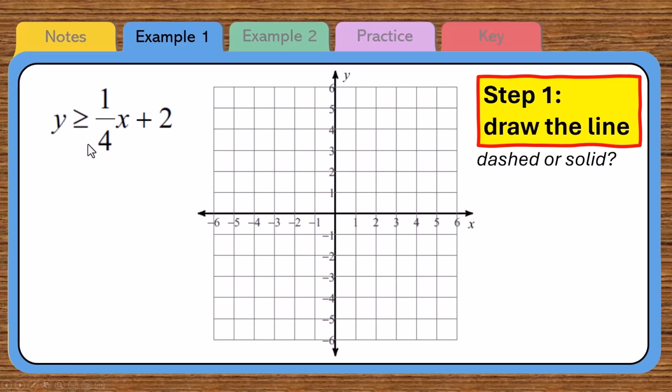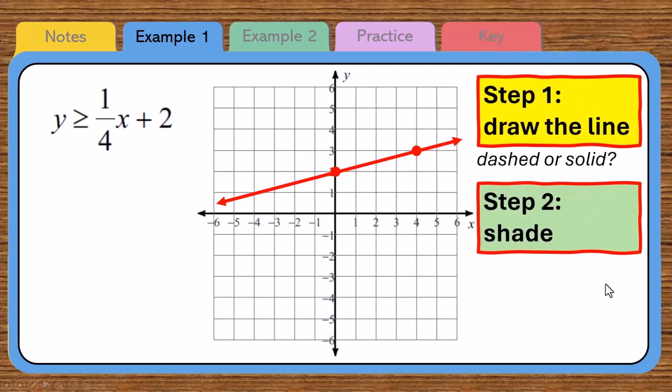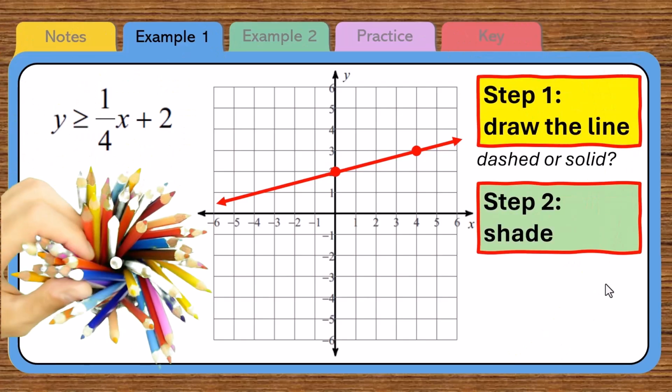In this one, the y-intercept is 2 and the slope is 1/4. So we're going to put a dot on the 2 and we're going to use that slope to find a second dot. I'm going to go up 1 over 4 and there's my second dot. And now when I draw the line, it's going to be solid. Yay! Now you got to figure out which part of this you're going to shade. This is the coloring part. This is the fun part.